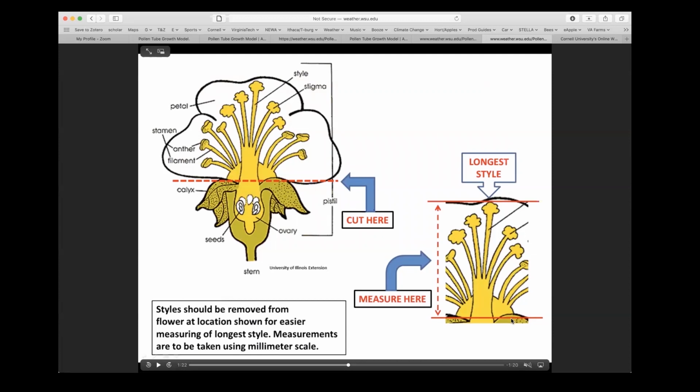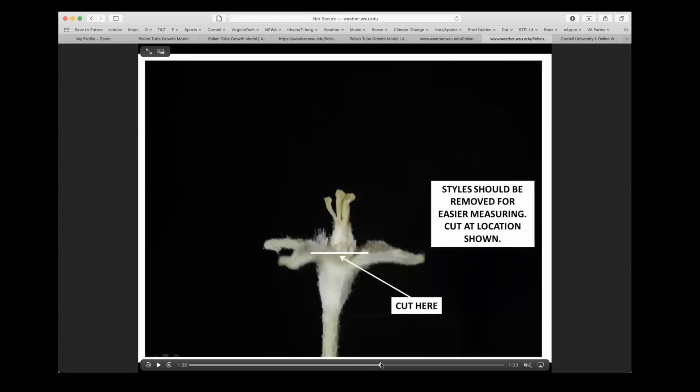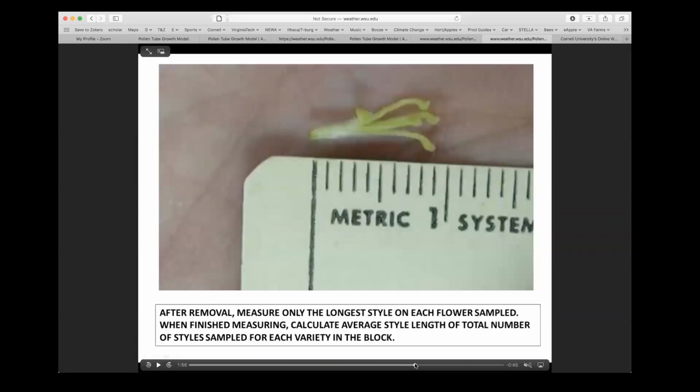Small variability in how you're measuring the bottom of the style can affect your results. Here, the filament and the anther have been cleared away so you can just see the style, and that's where the base is, where you want to be measuring to the bottom of. You can use a ruler. We typically use calipers in my lab to measure this. It sounds like a lot at first, but once you've done this a few times, it actually goes very quickly.